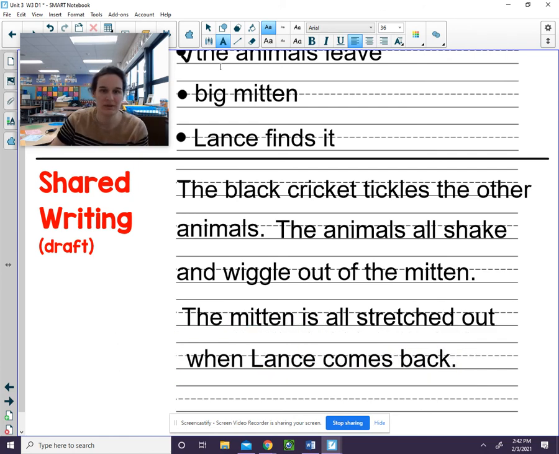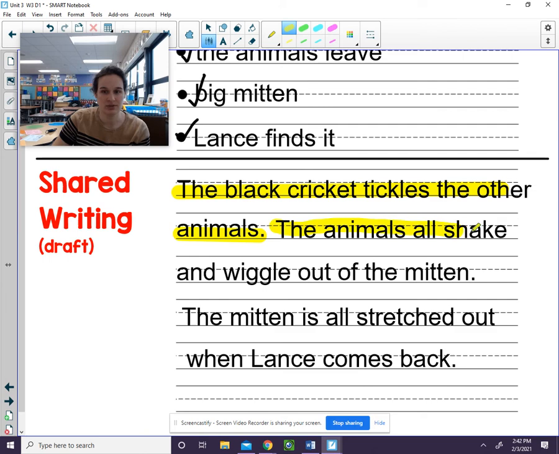What a great story we have. Let's just check. We used Big Mitten and Lance finds it. I'm going to go ahead and check those ideas off. Let's read what we wrote. I'll highlight it as we go. So the black cricket tickles the other animals. The animals all shake and wiggle out of the mitten. The mitten is all stretched out when Lance comes back.